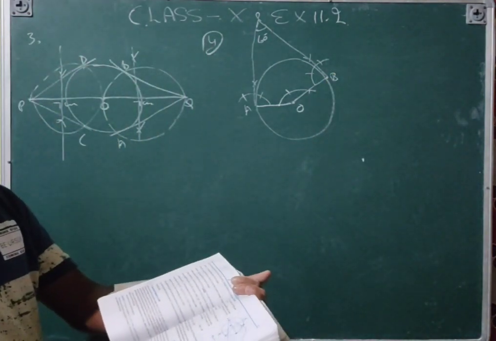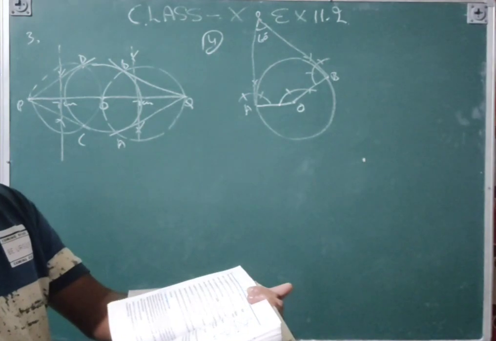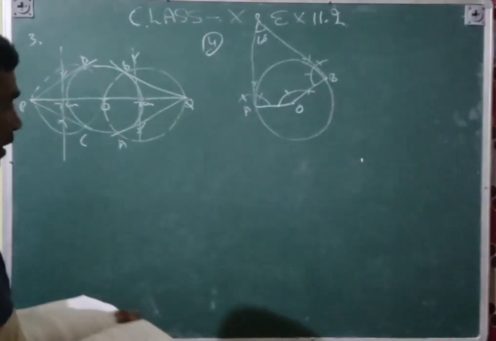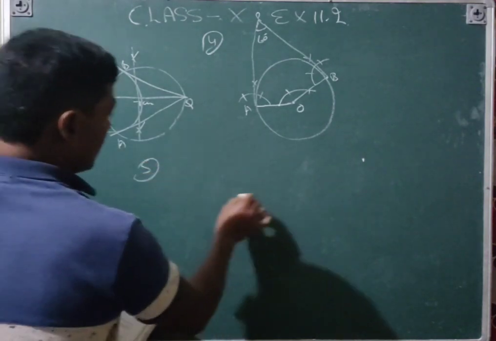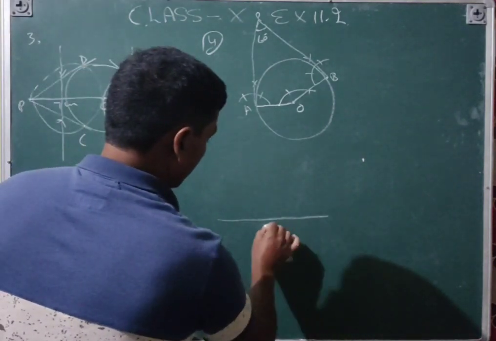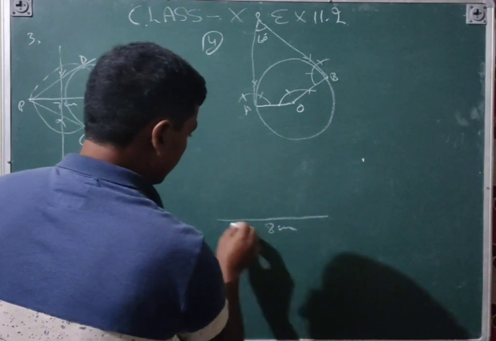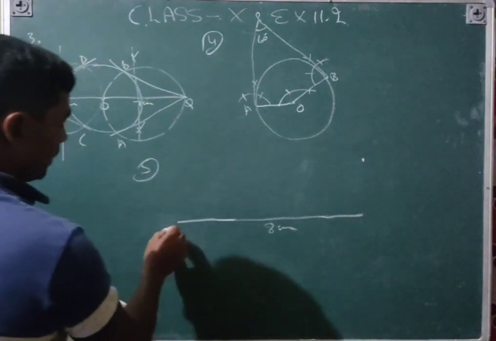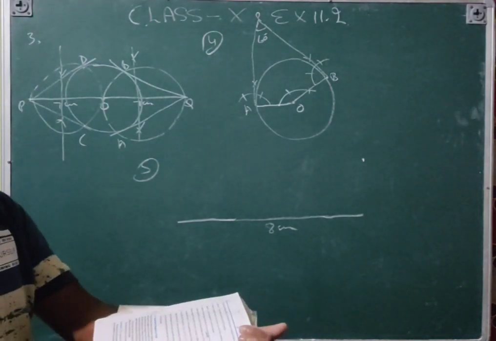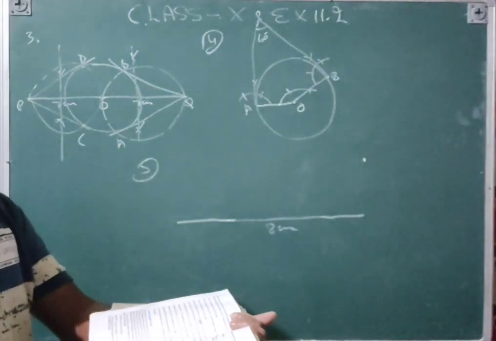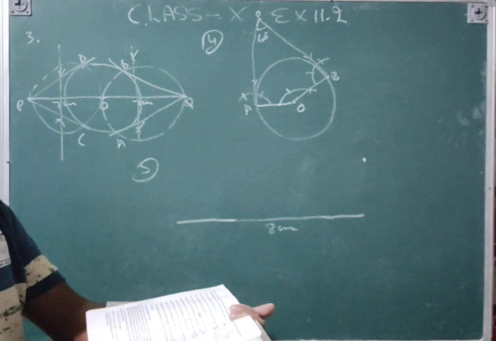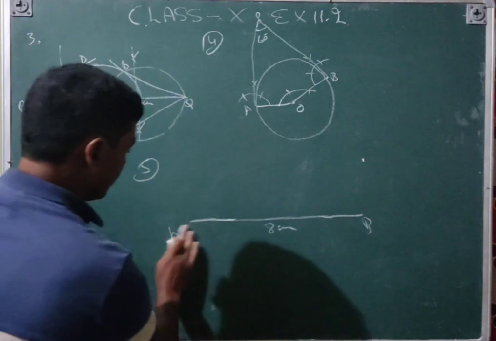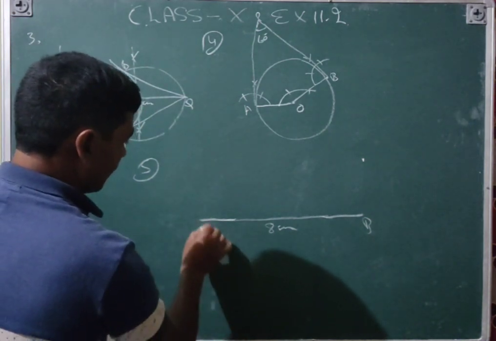Question number 5. Draw a line segment AB of length 8 centimeter. That is 8 centimeter. This can be more. And then, taking A as a center, this will be up to here, B.